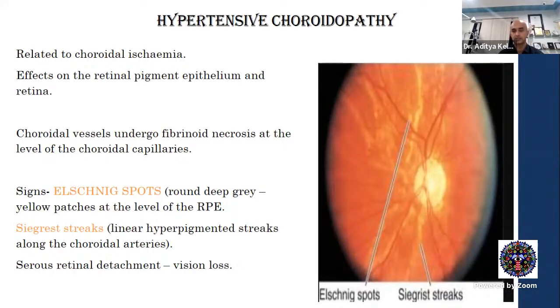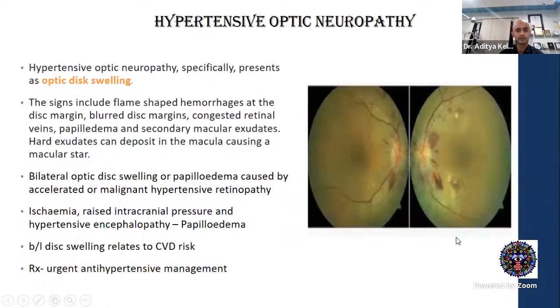So the hypertension not just affects the retina, obviously it will affect the choroid also, and you see some interesting signs such as Siegrist streaks and Elschnig spots that you can see in this picture as shown on your right. And also the hypertension will lead to optic neuropathy or the optic disc swelling, and the signs will be flame-shaped hemorrhages, blurring of the disc margins, and also along with that the patients may have reduced vision. So these are the patients who require urgent referral to the physician and they need urgent antihypertensive treatment.